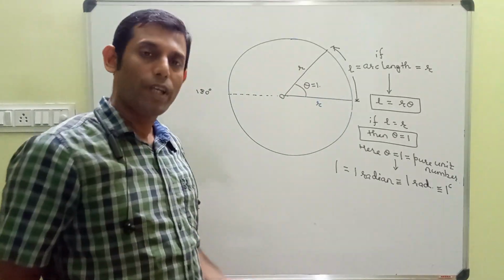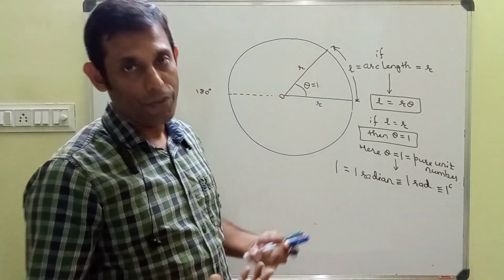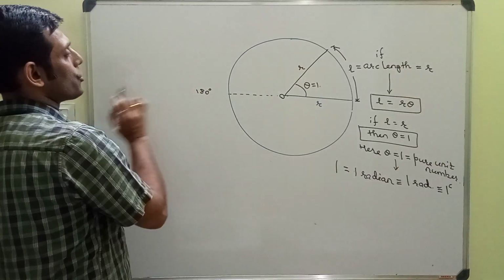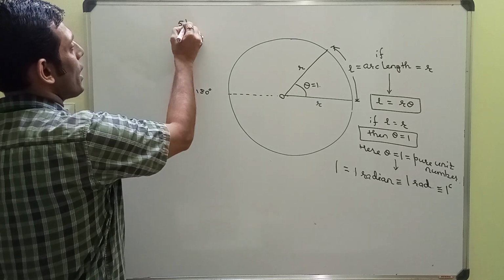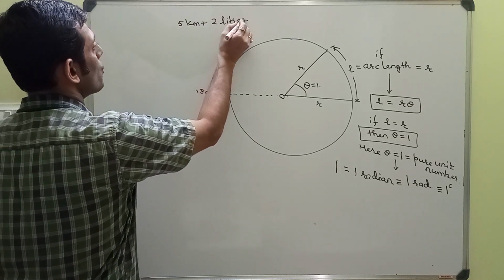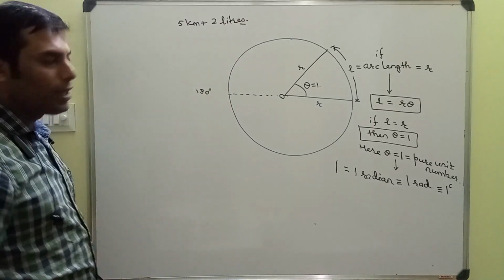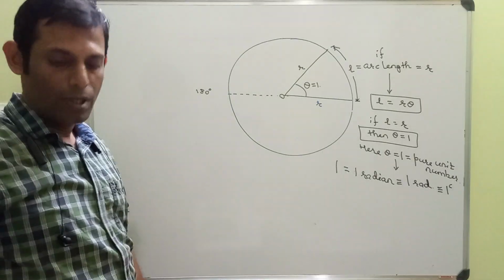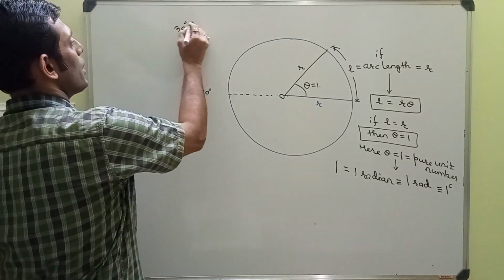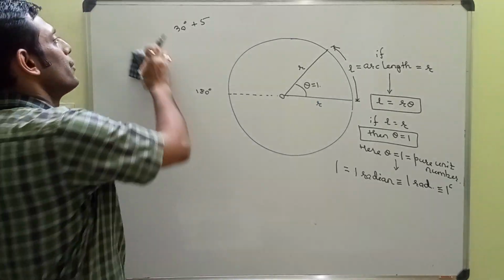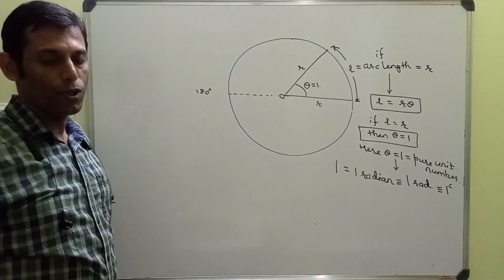The problem with degrees and radians: why do we need radians when we already have degrees? The problem is something like this. Just as you cannot add 5 kilometers plus 2 liters, can you add this? No, you cannot. Similarly, you cannot say that 30 degrees plus half, or 30 degrees plus 5. You cannot do anything about this. This is the basic problem with the mismatch of units.